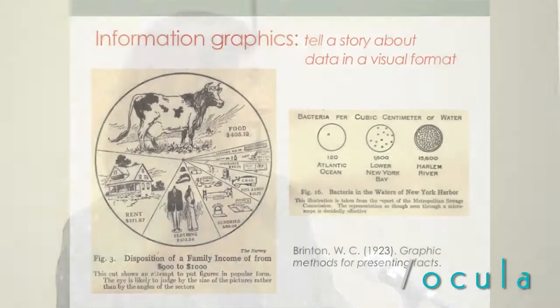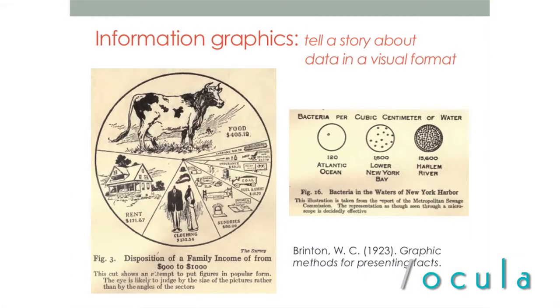So what are information graphics? They're very popular right now, but they're not at all new. Information graphics basically tell a story about data in a visual format. So they're pictures about data, basically. So these two images are from a 1923 publication on how to make effective information graphics. I think they're very charming. And I think they're also really great examples of effective information graphics because you don't really have to look at the text too much to understand what story is being told about this data.